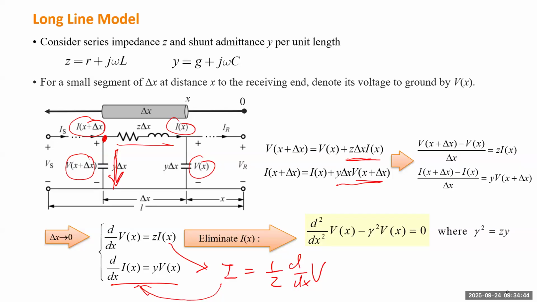So we'll create a second order derivative of voltage with respect to the distance x. Then here, there's a parameter which is actually Z times Y. We call it gamma square. Why? Because gamma has some physical meaning we're going to discuss later. But this gives us a second order linear differential equation to describe how the voltage can change along the line.